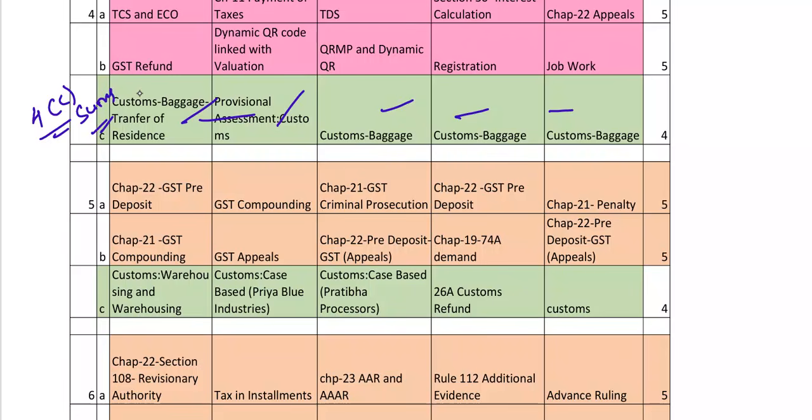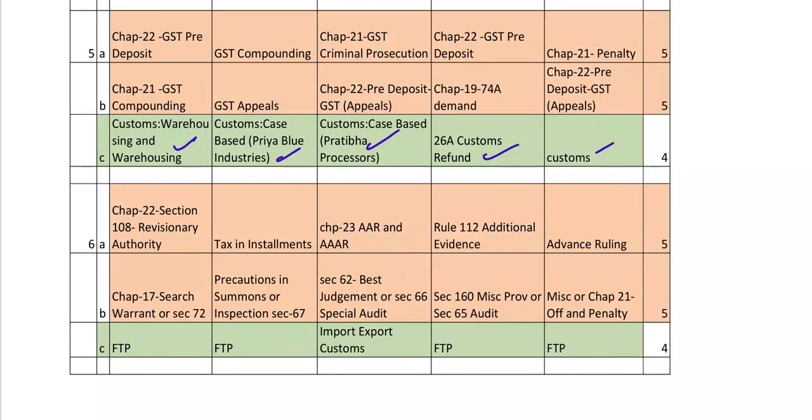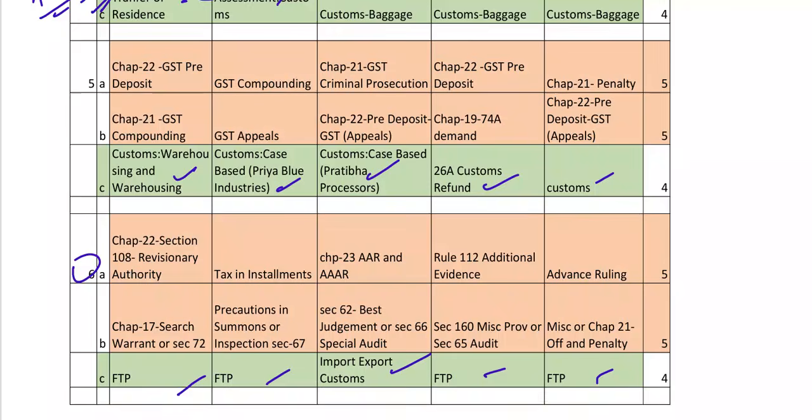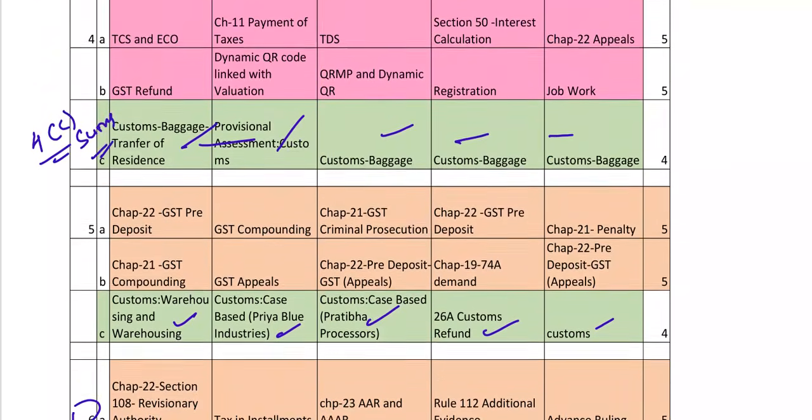5C, you can see warehousing, again some case studies, refund, customs questions. There is no specific area, it's mixed questions. And if you come to the sixth question, FTP 4 times, and import export related customs question one time. So it is majorly FTP questions in 6C.